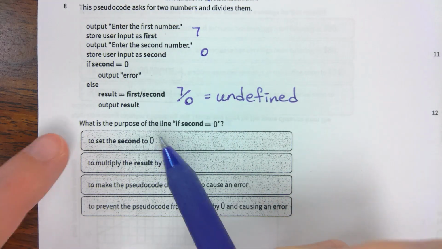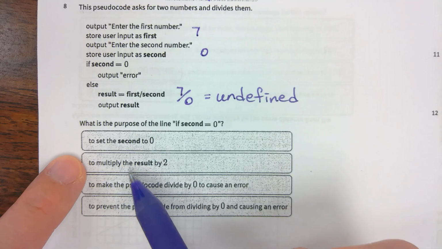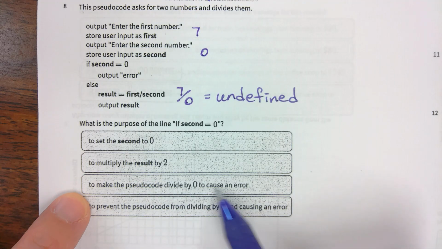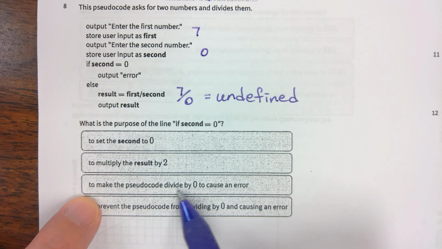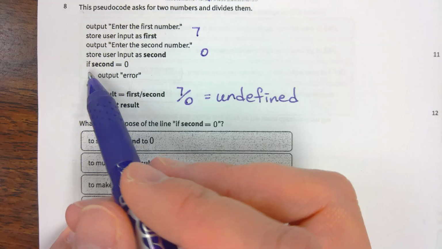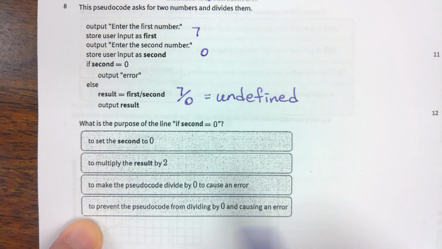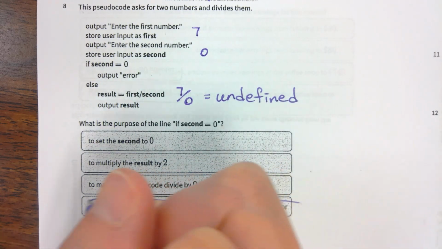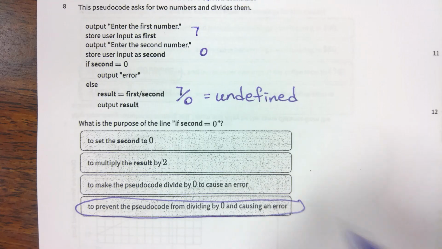Alright, so which one of these gives you the error? They may divide by 0 to cause an error. Okay, so what's the purpose of this if-else statement right here? It's to prevent an error. Because when you divide anything by 0, when the denominator is 0, it's undefined.